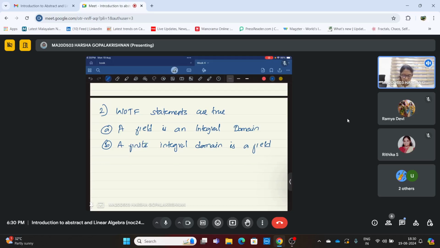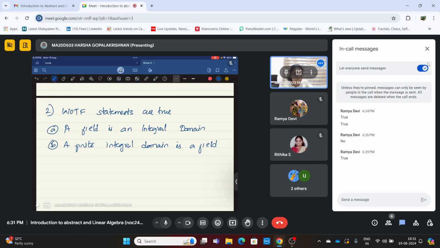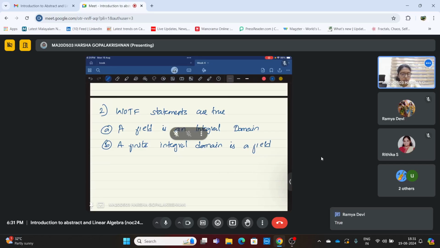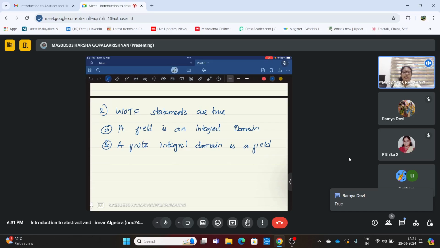Now the second question is, which of the following statements are true? First one is a field is an integral domain, and second one is a finite integral domain is a field. First one you can tell easily. What about the first one, whether it is true or not? True, because it is just the definition. A field means it should be an integral domain, and every non-zero element should have a multiplicative inverse. So A is true from the definition of field.